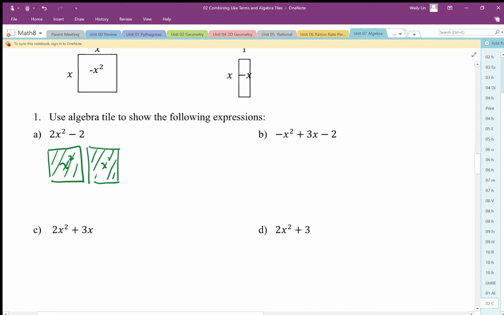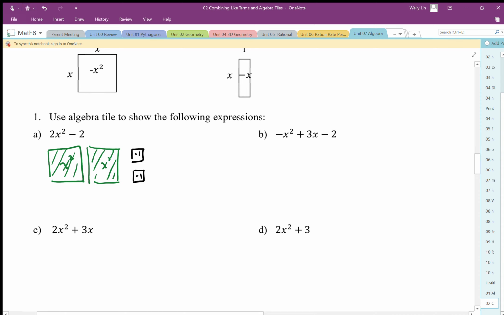To show -2, we show 2 -1 tiles. So we're just going to show 2 tiles that are white. So there are 2x squareds and 2 -1's, or in other words, 2x squared minus 2.